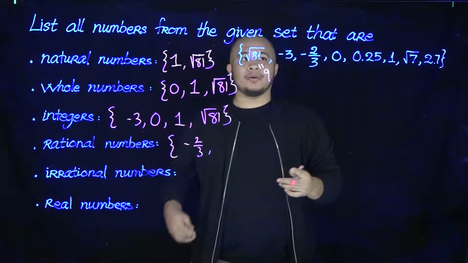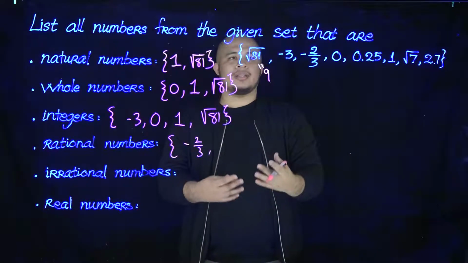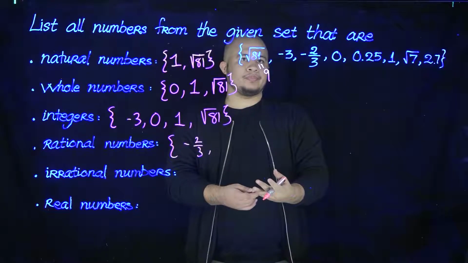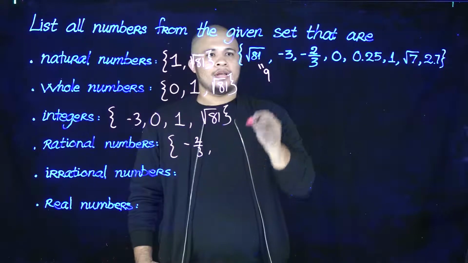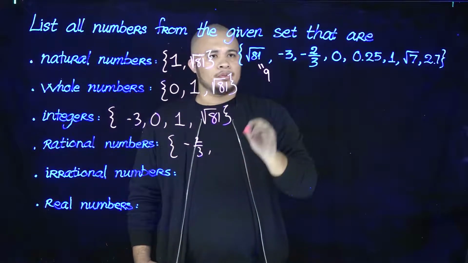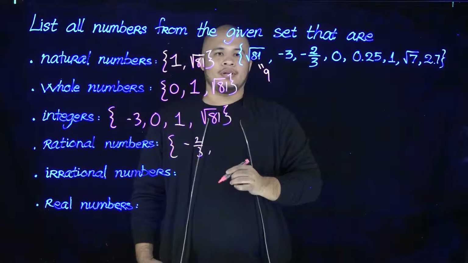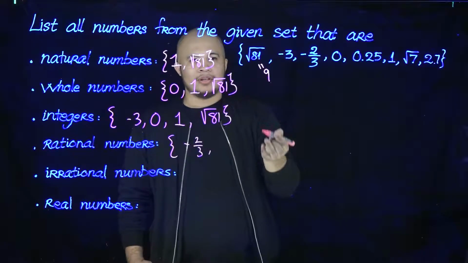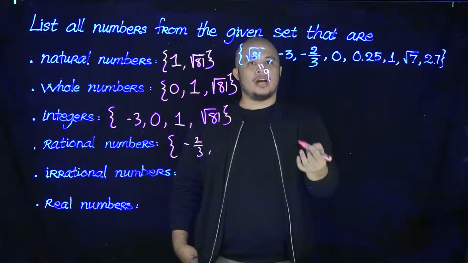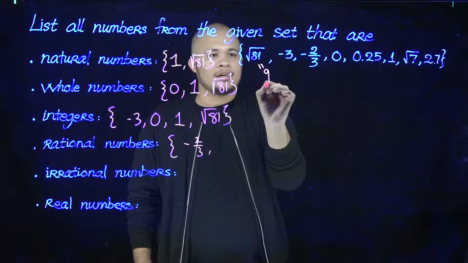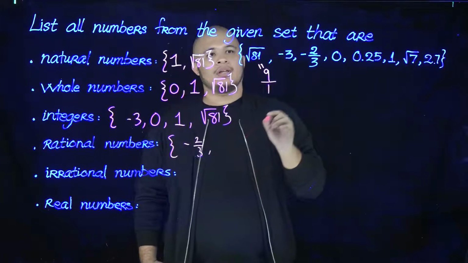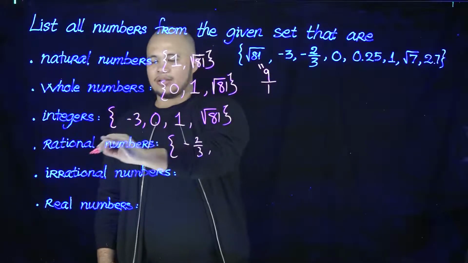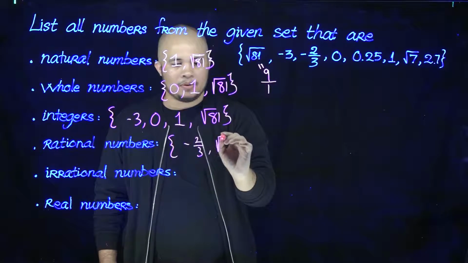Okay, if a number can be represented as a fraction, then it is a rational number. Now, consider the following. I'm looking at the square root of 81, which can be simplified to 9. And we ask ourselves, can 9 be represented as a fraction? 9 can be represented as a fraction if we place it over 1. Therefore, 9 is rational, so we're going to place the square root of 81 right here.